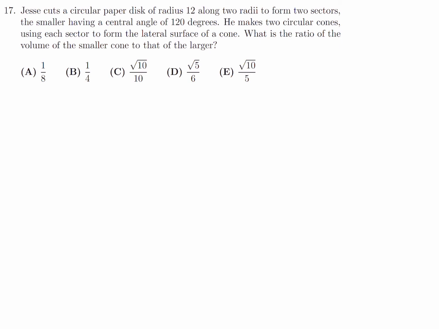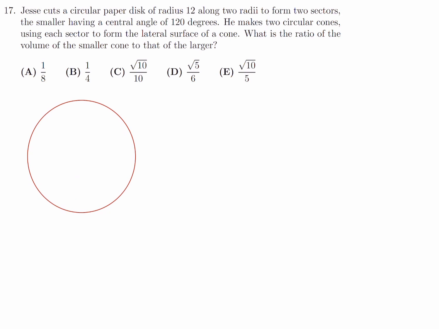Jesse cuts a circular piece of paper of radius 12 along two radii to form two sectors, the smaller having a central angle of 120 degrees. He makes two circular cones using each sector to form a lateral surface of a cone. What is the ratio of the volume of the smaller cone to that of the larger cone?